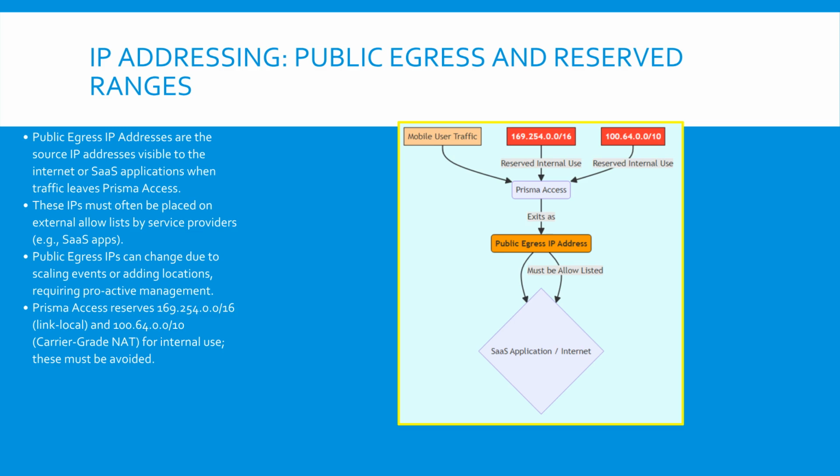This is a management overhead, as these addresses are not static and can change when Prisma Access automatically scales its resources, or if you configure a new geographic location. You must monitor these changes proactively to prevent service disruption.